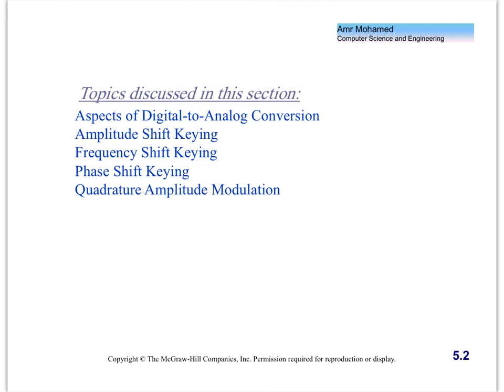So we will talk about how we convert digital to analog. By digital here, we mean the input bits, and analog means the mapped analog signal. And we'll talk about four different types of analog transmission schemes: amplitude shift keying, frequency shift keying, phase shift keying, and then quadrature amplitude modulation.